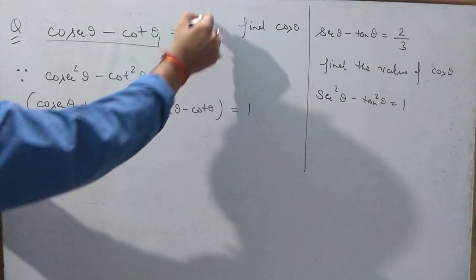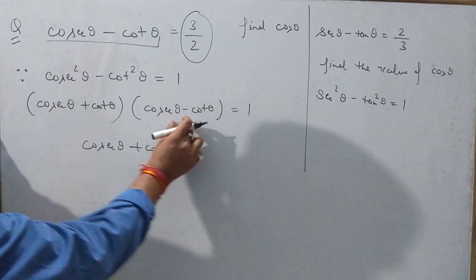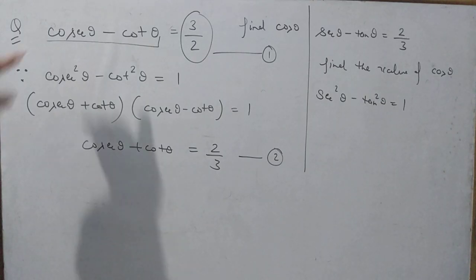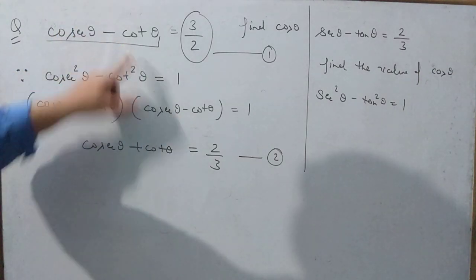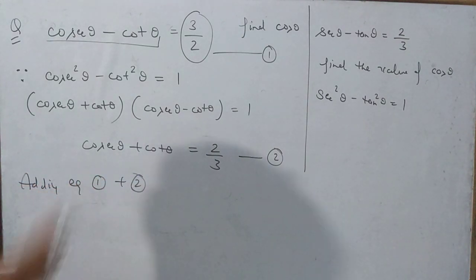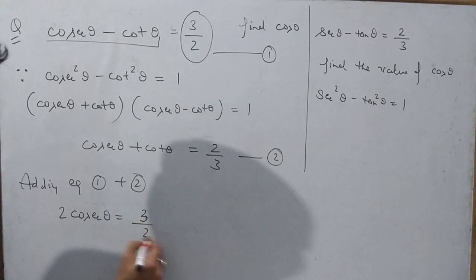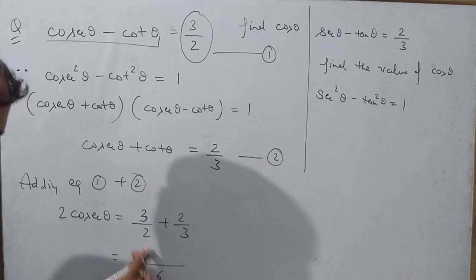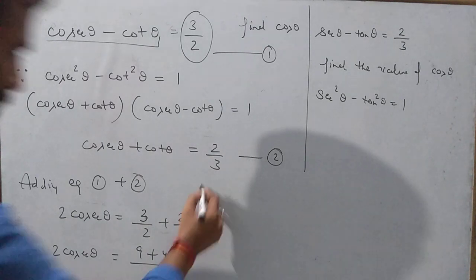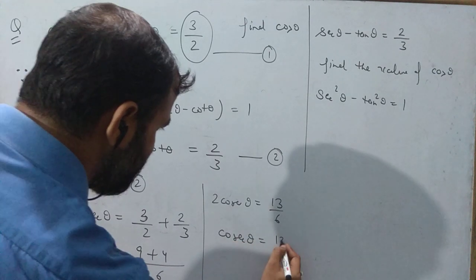Since the value of cosec theta minus cot theta is given as 3 by 2, we substitute here. Cosec theta plus cot theta, when we put 3 by 2 and shift it to the other side, becomes 2 by 3. This is taken as equation number 1 and this as equation number 2. Like x minus y, x plus y, we can solve these two equations simultaneously. Adding equations 1 and 2, minus cot theta and plus cot theta cancel, so it becomes 2 cosec theta equal to 3 by 2 plus 2 by 3, which is 9 plus 4 by 6, so 2 cosec theta is 13 by 6. So the value of cosec theta is 13 by 12.